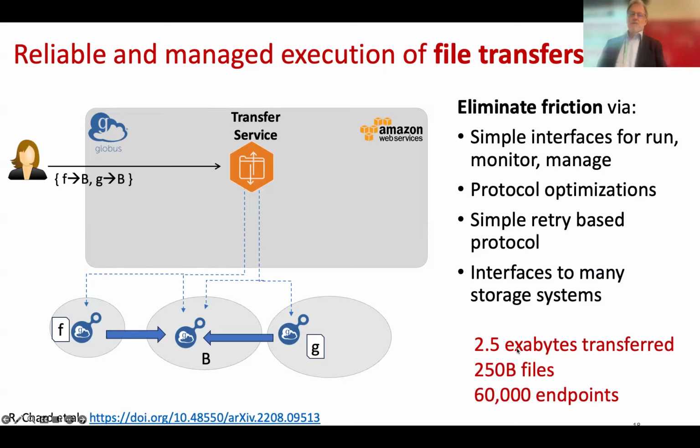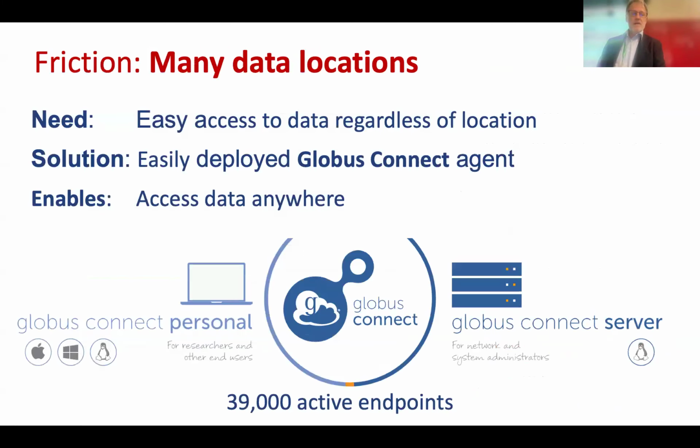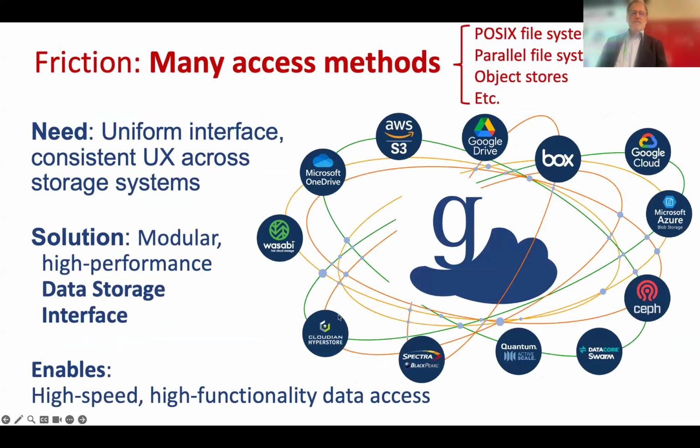At this point, we've transferred about 2.5 exabytes. That's going up pretty rapidly, and about 60,000 storage endpoints in more than 100 countries are being used. So a few things: this is a bit out of date. It says 39,000 active endpoints. But Globus Connect agents provide interfaces to many different storage types.